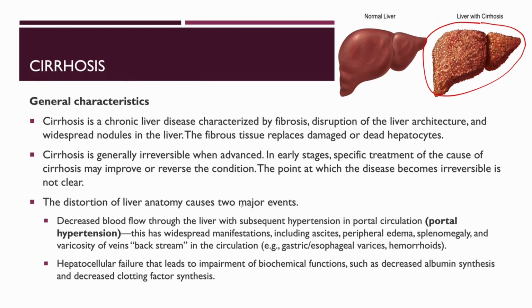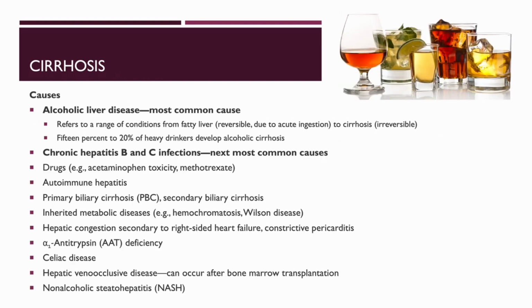Another major event in cirrhosis is hepatocellular failure. And this leads to impairment of certain biochemical functions like albumin synthesis and clotting factor synthesis. So there's a lot going on with destruction of the liver, and we're going to go into things little by little. But first off, we're going to talk about what are the major causes of cirrhosis.